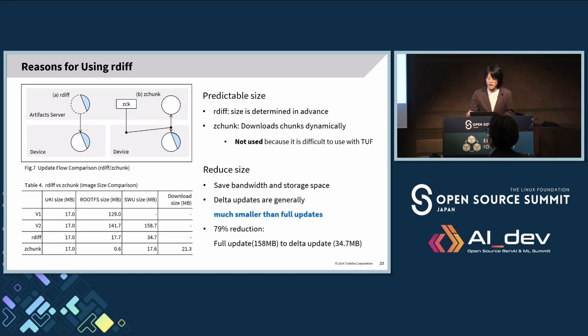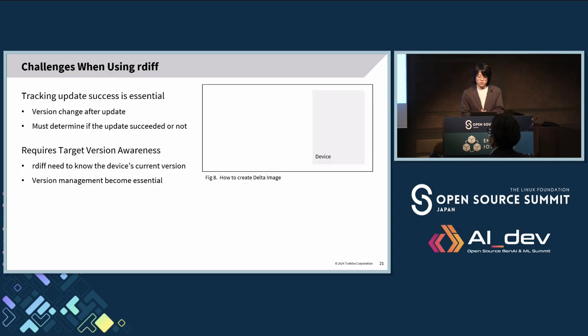Let's quickly review the file sizes, looking at the actual SWU file size. RDF is around 35 megabytes, whereas zchunk is approximately 80 megabytes. However, since zchunk downloads while comparing, the download size ends up at about 39 megabytes. This is a simple case, but delta updates are generally much smaller than full updates. As shown in the diagram, all this works by comparing the current version, version 1, with the target version, version 2, and then generating delta images like this, and that gets applied to the device.